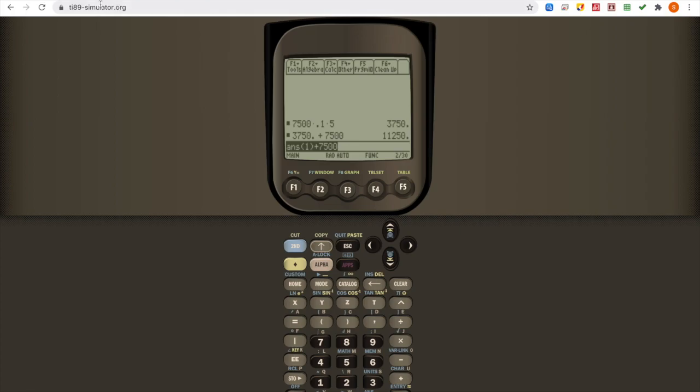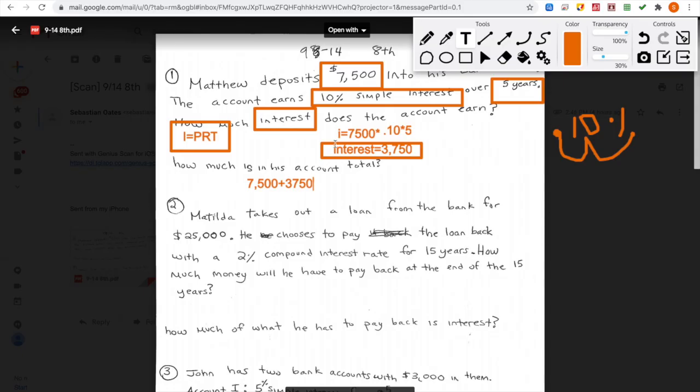That'll give us 11,250. So since we are using the simple interest formula, the answer is only going to give us the interest, which is what we needed in the real question, so we didn't have to do anything else. But if it said, what is the total amount, then we would have to add in the original amount.